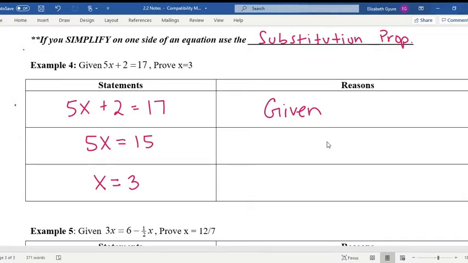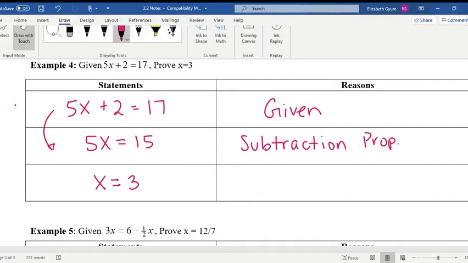So then my next reason is going to be what allowed me to go from step 1 to step 2. Why could I say that 5x plus 2 equals 17 would lead me to 5x equals 15? Well, we subtracted 2 from both sides. So our reason to get from step 1 to step 2 was the subtraction property. So our reason is what justified us moving from one step to the next. Okay, think of these as if-then statements.